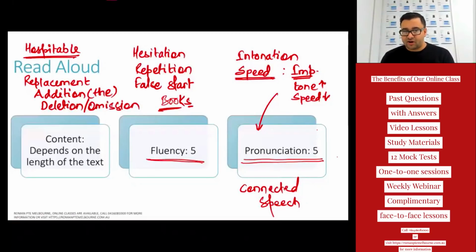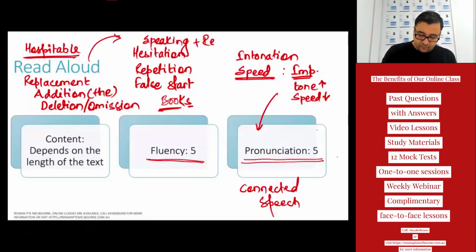If I have to summarize whatever I told you here, then you have to be careful about pronunciation, you have to be careful about fluency, and you have to be careful about the content. And another important thing is read aloud contributes to reading as well. So a poor performance in read aloud might affect your speaking as well as your reading. So be careful about this as well.